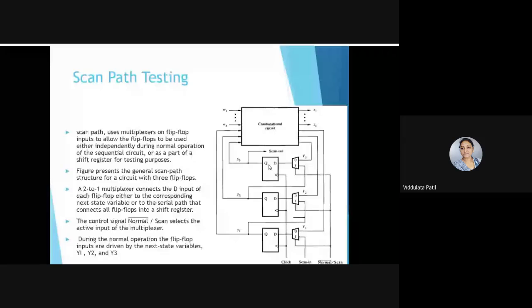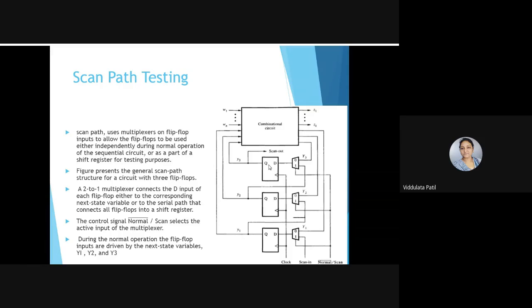So here we can see that we have three D flip-flops and the multiplexers connected at the input of each D flip-flop. This is the general scan path structure for a circuit with three flip-flops. Here a 2:1 multiplexer connects the D input of each flip-flop either to the corresponding next state variable or to the scan path that connects all flip-flops into a shift register.